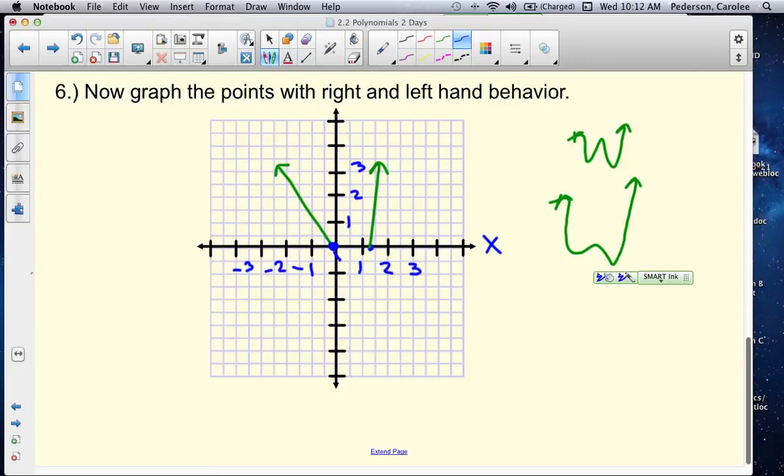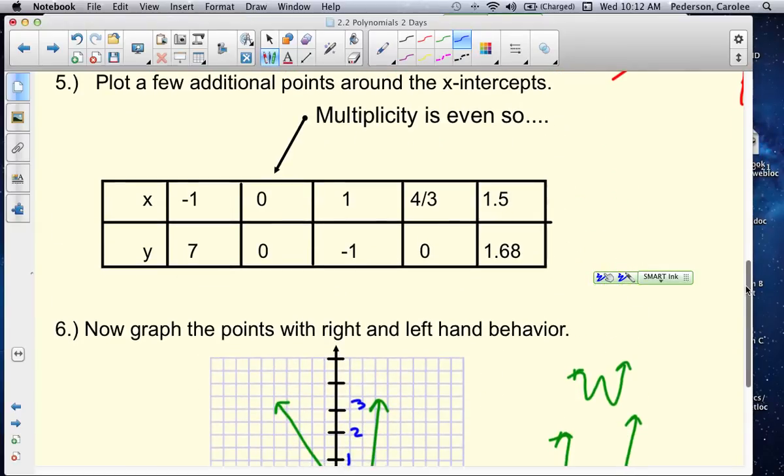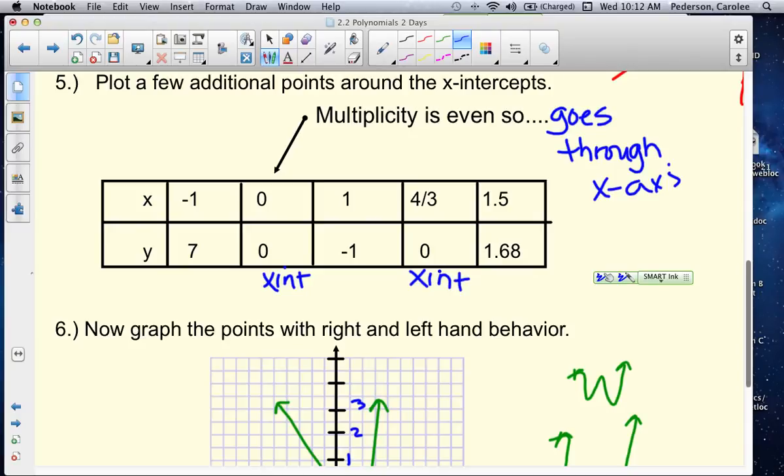So I'm just going to save some time. If we look back at this step right here, let's put this here, it goes through the x-axis. I just did the evaluation in a chart form for you. So here was one of your x-intercepts. Here's another x-intercept. And then we just plugged in a few more points.